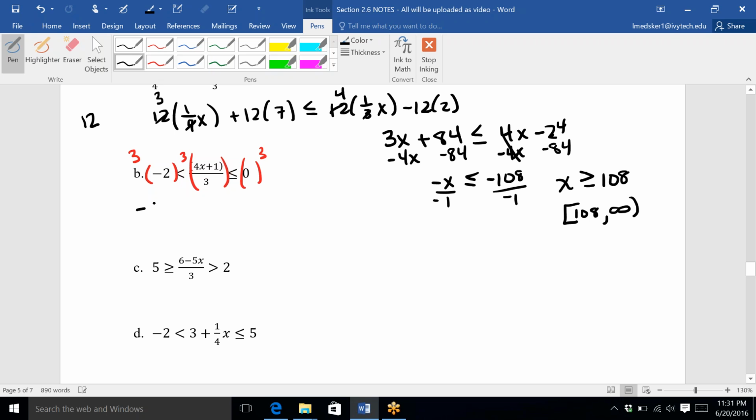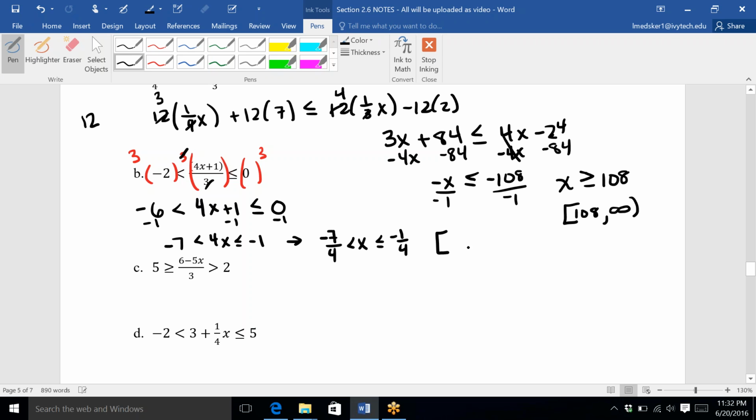So that would make this -6 less than, this 3 cancels, so that would just be 4x plus 1, and 0 times 3 is just 0. We would subtract 1 from the left, the right, and the center to get x by itself in the middle. That's our goal. So that's -7 less than 4x less than or equal to -1. And then if we divide everything by 4, we get -7/4 is less than x, which is less than or equal to -1/4.